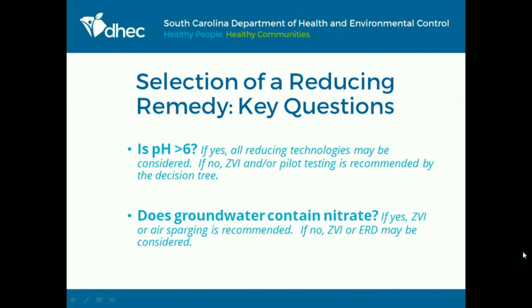Secondly, does groundwater contain nitrate? If there is nitrate in groundwater, then that's going to be a problem for reductive dechlorination. I actually have a paper that is referenced in the decision tree that you can use and cite at your projects if you have a proposal for reductive dechlorination and they have nitrate in groundwater. I actually have a good reference in the decision tree about that. So with nitrate, zero-valent iron or air sparging is recommended. If there's not nitrate, then reductive dechlorination or zero-valent iron are considered viable.